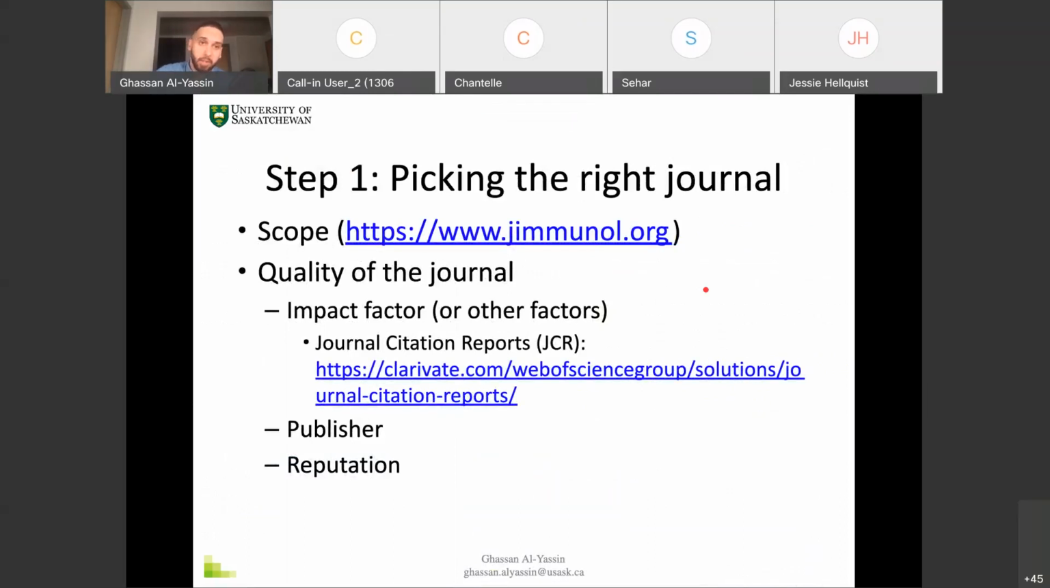So now that we're done with the scope, the other part is the quality of the journal. And there are different ways to assess the quality of the journal. You will probably have heard of the impact factor. There are many different ways to calculate the impact factor, but generally, the easiest way to think about it is how many times articles in their journal have been cited over a certain period of time.